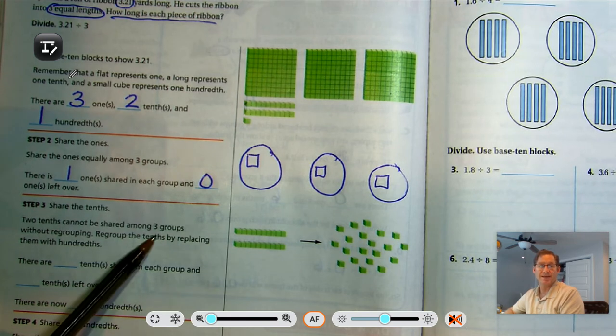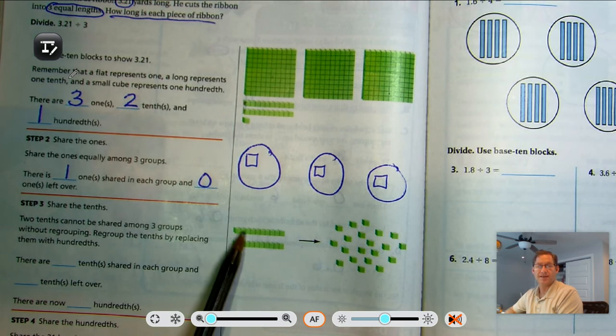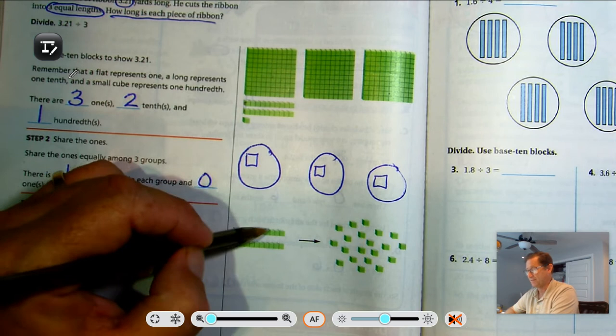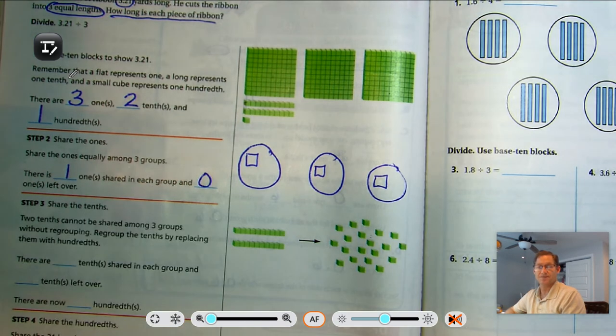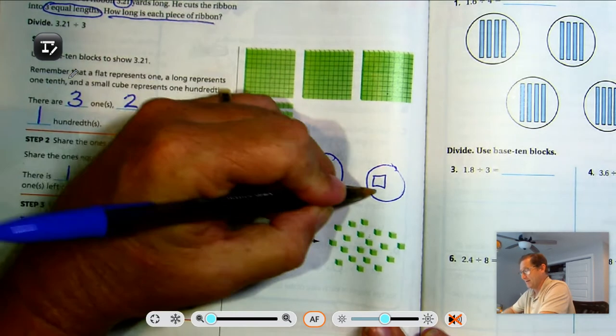So we're going to regroup the tenths by replacing them with hundredths. So remember, there's 10 hundredths in every tenth. So we're going to trade the 2 tenths for 20 hundredths. So now we have 21 hundredths, right? So we can just share one at a time if we need to.